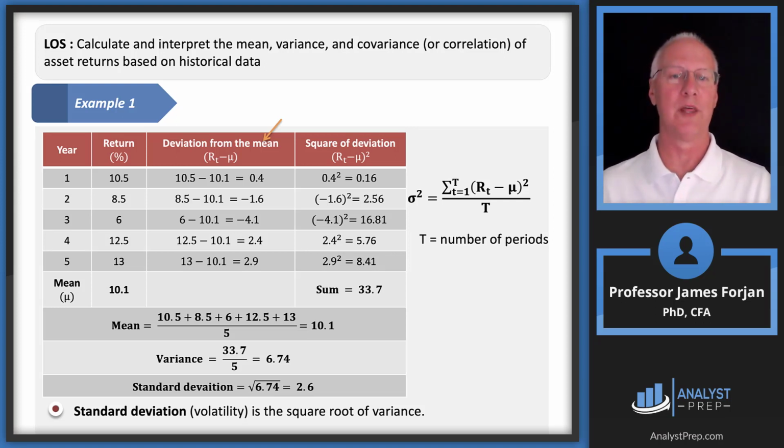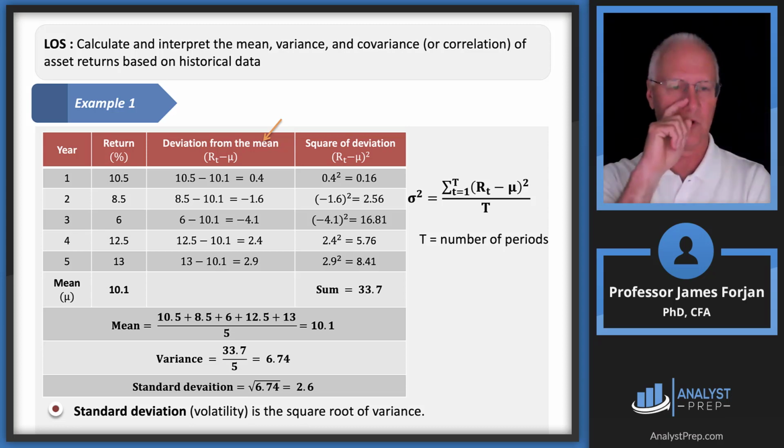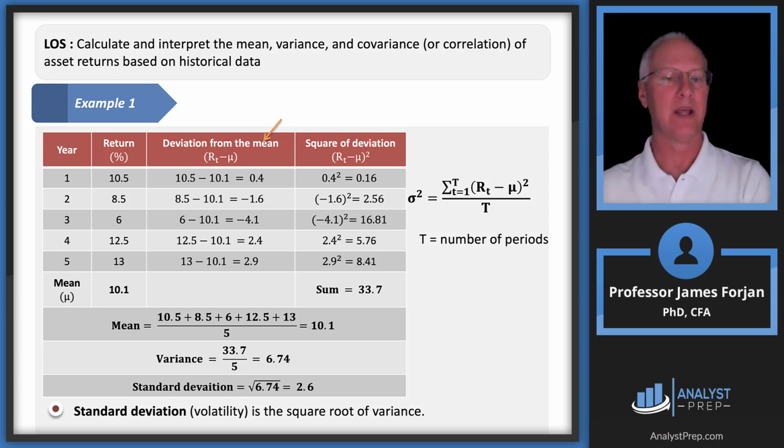All right, let's start with the mean and variance and standard deviation of just one stock. So let's go ahead down the left-hand column. We have years 1, 2, 3, 4, and 5. We have returns. Notice they're all positive: 10.5, 8.5, 6, 12.5, and 13. All right. So what we want to do is see how wrong we are every time. So all we're going to do is take the difference between each one of those individual annual returns minus its most likely return, or its mean return.